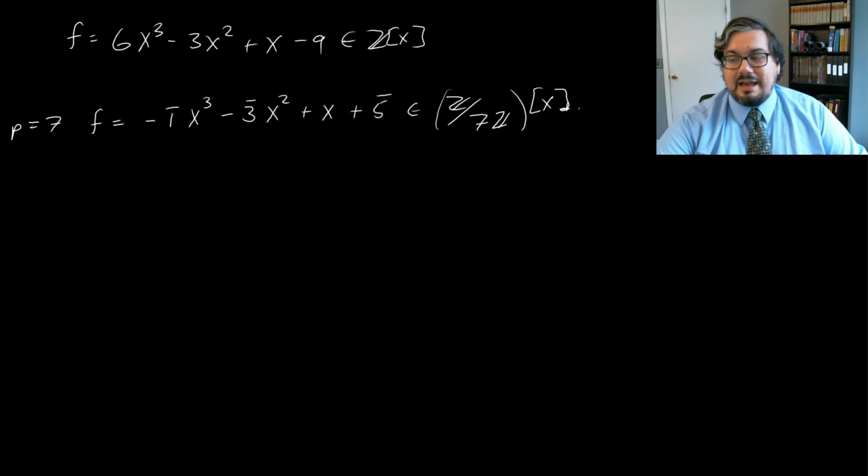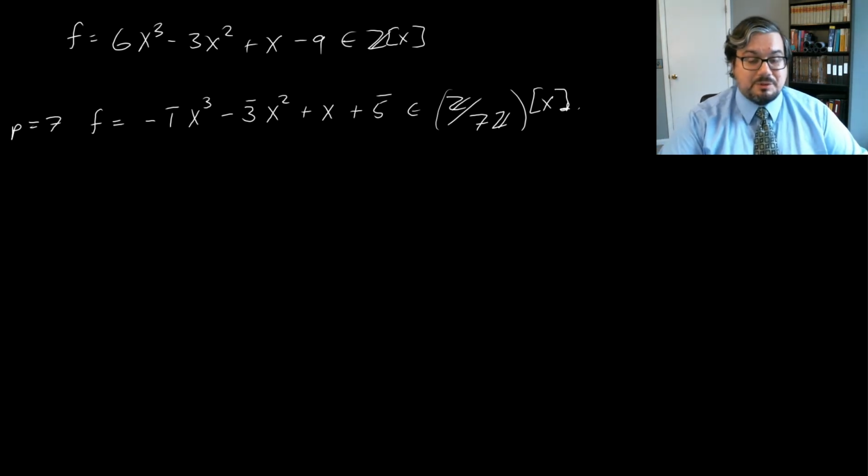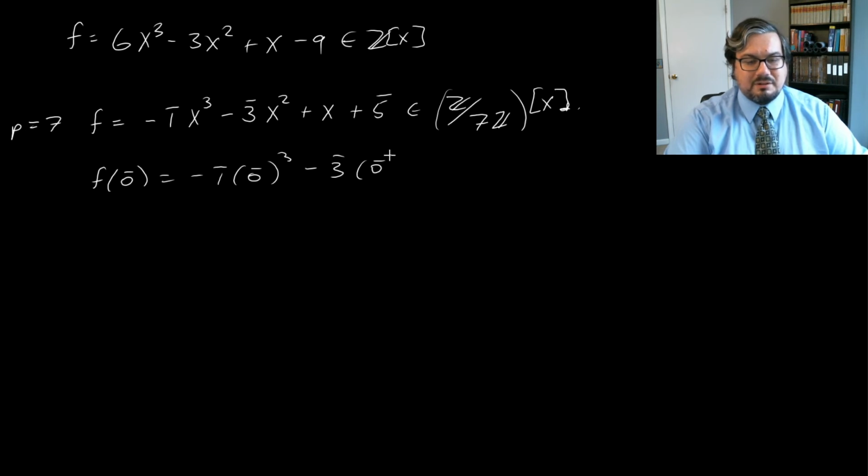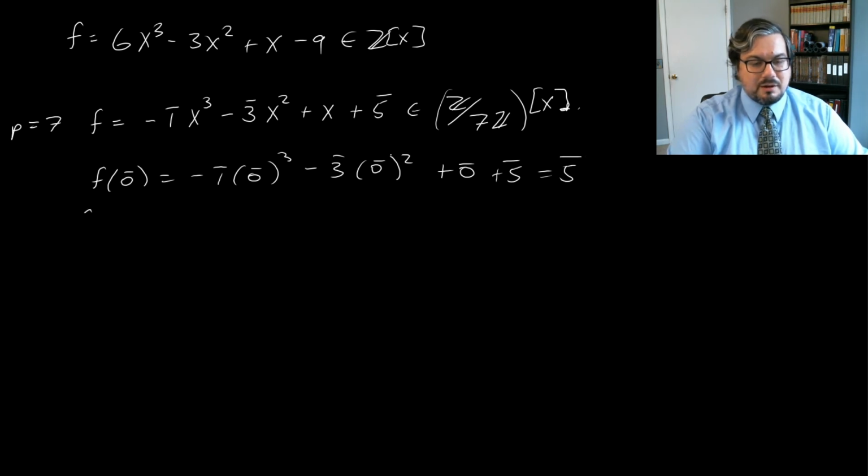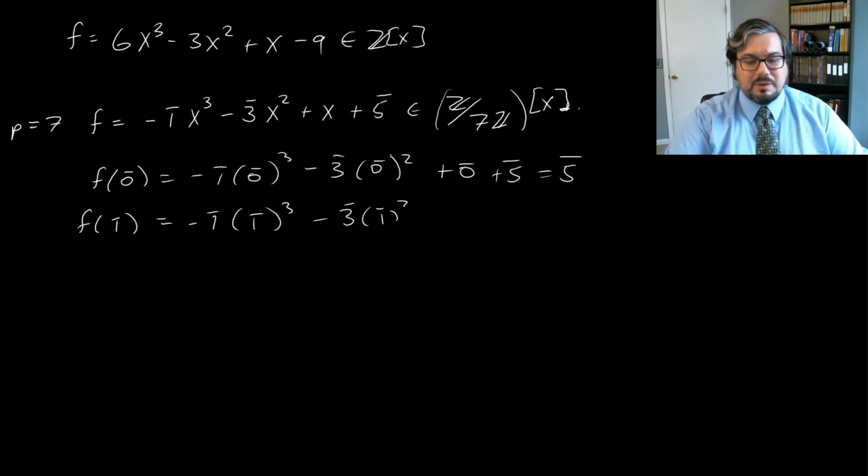And again, because f has degree 3, we can show that f bar is irreducible by checking to see whether or not it has roots inside Z mod 7Z. So we could do that. f bar of 0 bar is negative 1 bar times 0 bar cubed minus 3 bar times 0 bar squared plus 0 bar plus 5 bar, which is 5 bar. f bar of 1 bar is equal to negative 1 bar times 1 bar cubed minus 3 bar times 1 bar squared plus 1 bar plus 5 bar, which winds up being 2 bar.